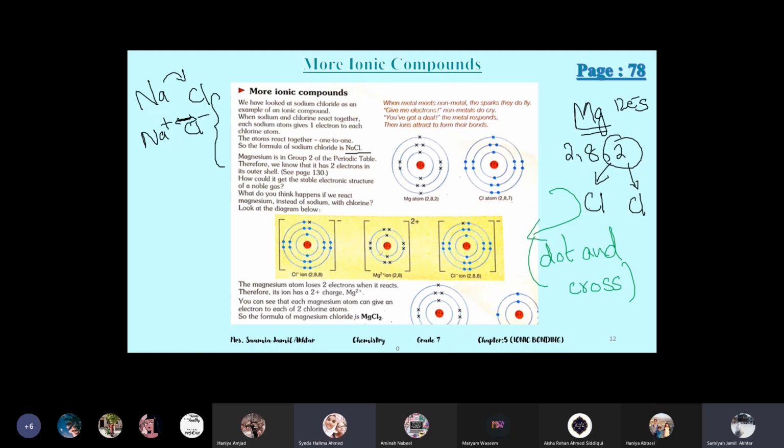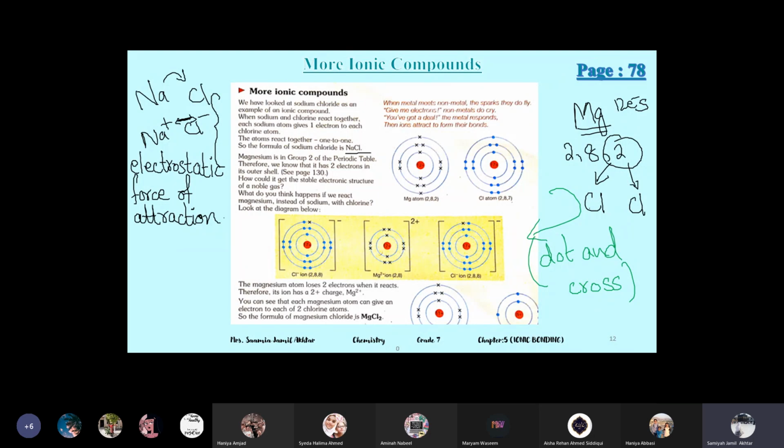Yes, online girls, what is it called? Ionic bond. The force of attraction between positive and negative charge. Ionic bond. I'm writing it, see. Yes, when they have opposite charges, opposite signs.